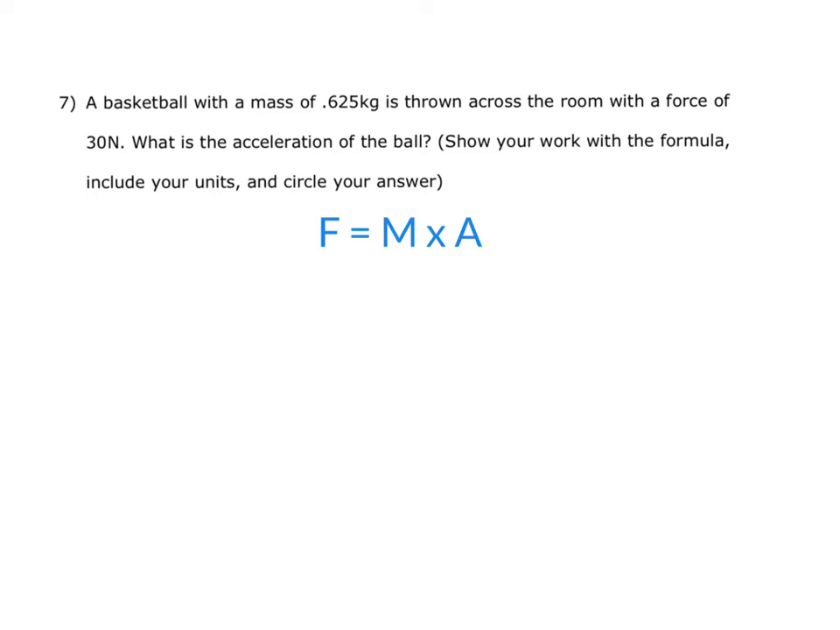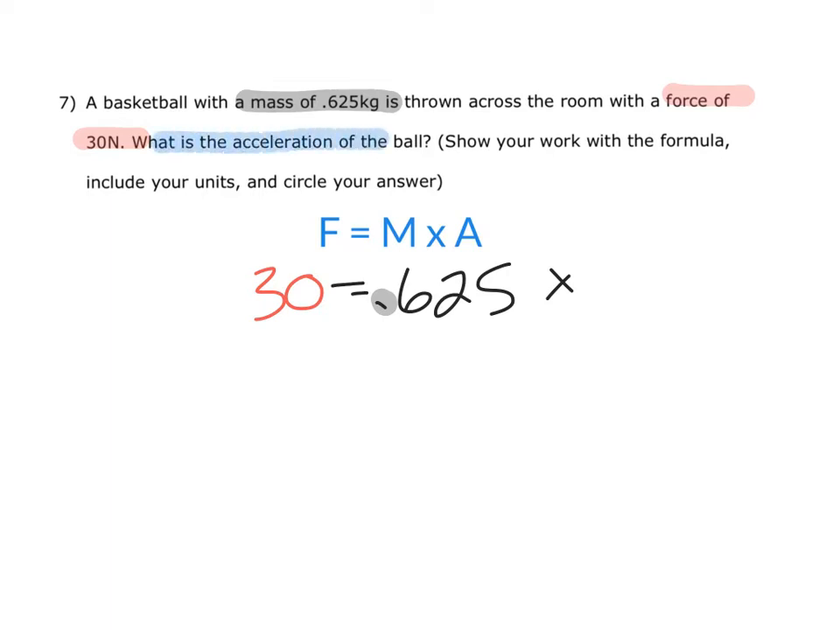So, for instance, a mass of 0.625 kilograms. It says right there that it's a mass, so that's going to go where the m is. 0.625 is going to be your mass. Then if I continue reading, it says it is thrown across the room with a force of 30 newtons. Since it says force, it's going to go where the F is. So 30 is going to go here. And it's asking what is the acceleration, so we're solving for A.